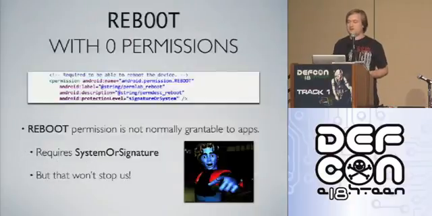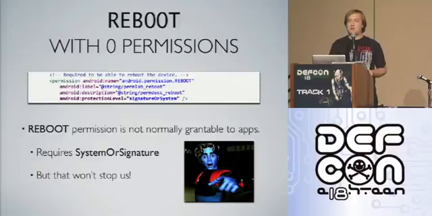So the first one is reboot. There's a reboot permission that's actually marked as signature or system, and what that means is that it's not actually grantable to apps from the marketplace. This permission would be denied if you requested it. You have to either be signed by the device signer or be in the system directory in order for you to be able to be granted this permission.